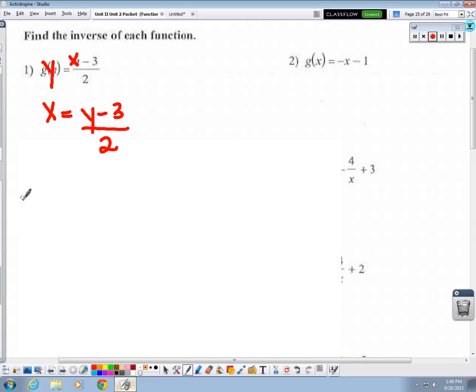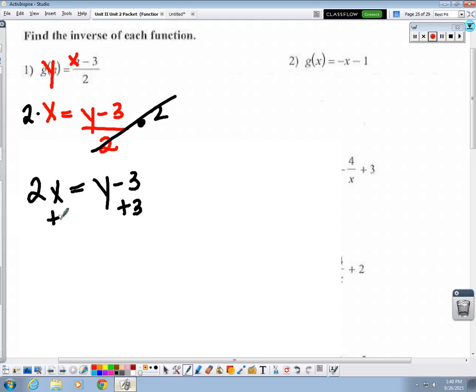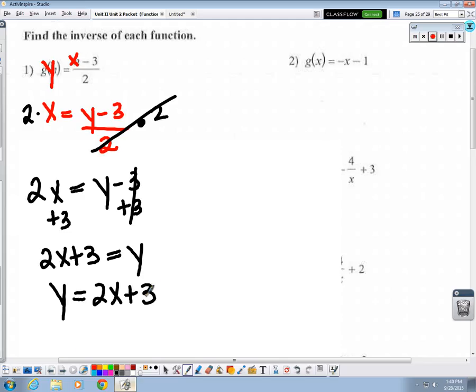Solve for y, so that will start with multiplying by that 2. You always have to get rid of the denominator first. So to get rid of divided by 2, we multiply by 2. We also multiply by 2 over here. So now this is just 2x, and on the right side, this cancels, so we're left with y minus 3. So now to solve for y, what's my final step? Add 3. And so 2x plus 3 equals y, and you're done. Or you could rewrite it as y equals 2x plus 3, same thing.